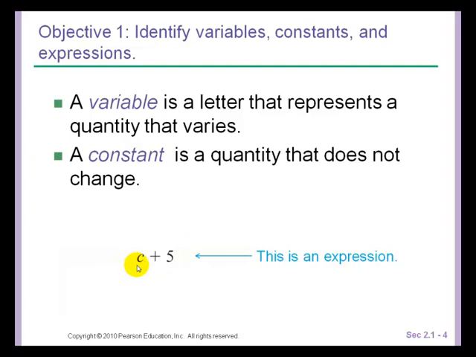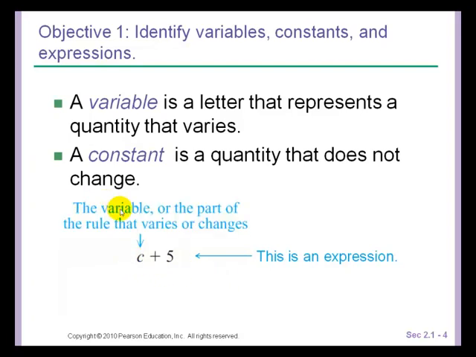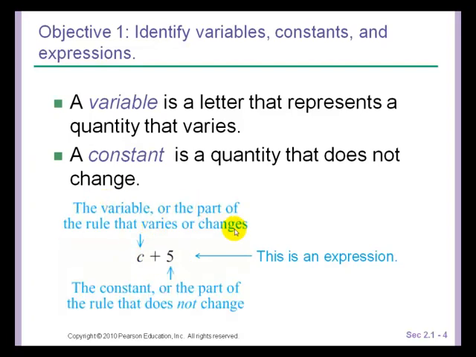Here is an example of an expression. The c is the variable, or the part of the rule that varies or changes. The 5 is the constant, or the part of the rule that does not change.